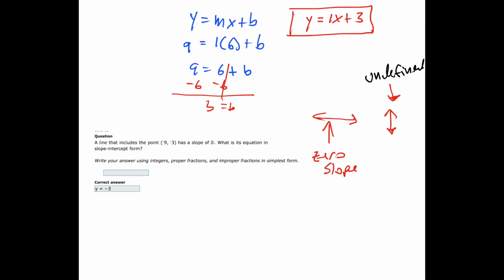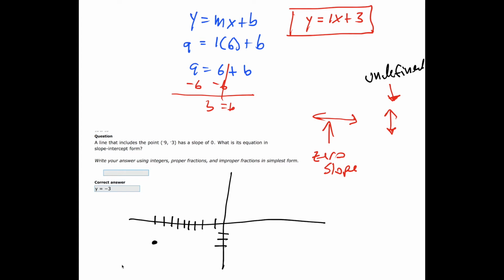Okay. If you have a slope of 0 and it goes through -9, -3, just go like this, go 1, 2, 3, 4, 5, 6, 7, 8, 9, 1, 2, 3, it's right here. Now, how should I graph it from this point? You should know. You do know.